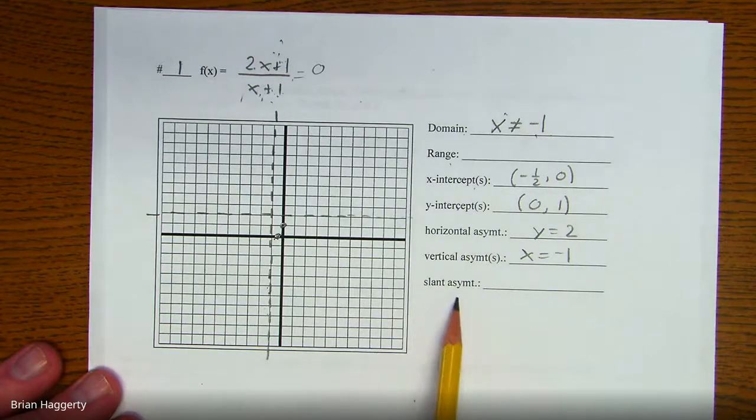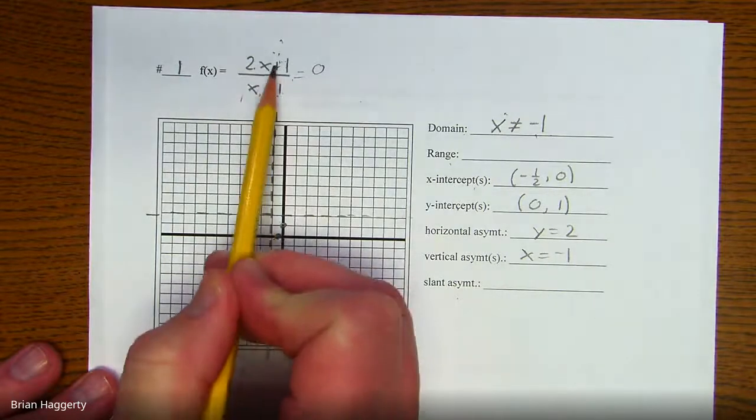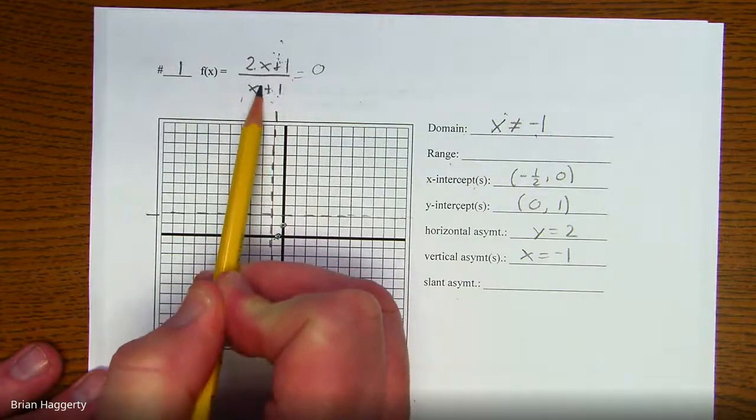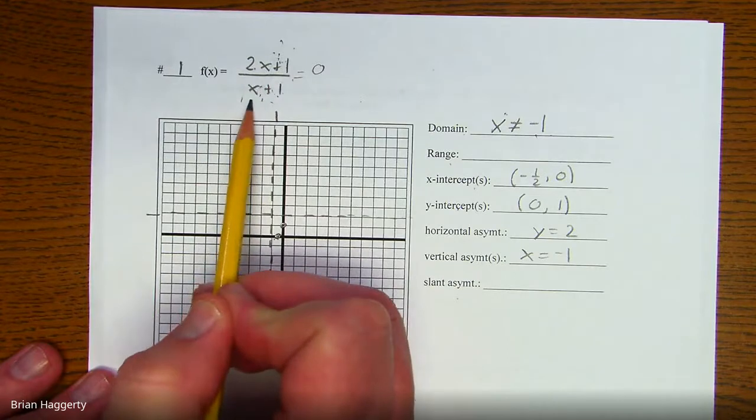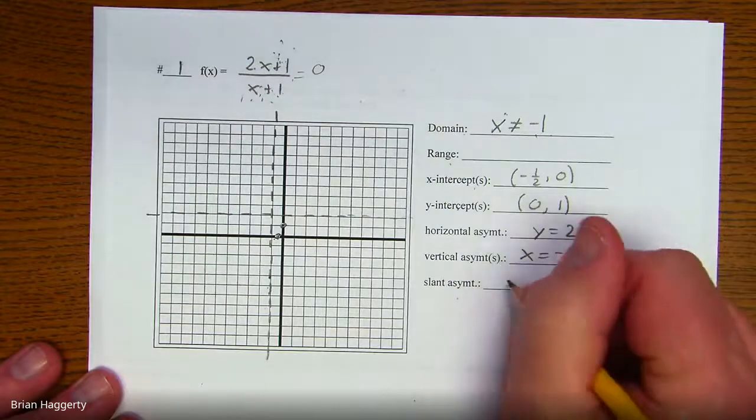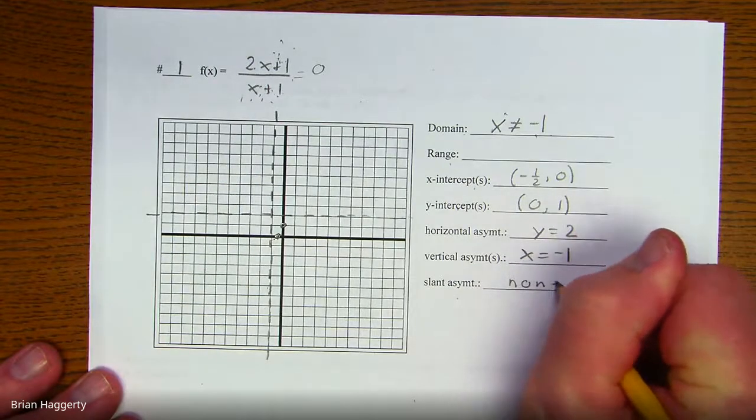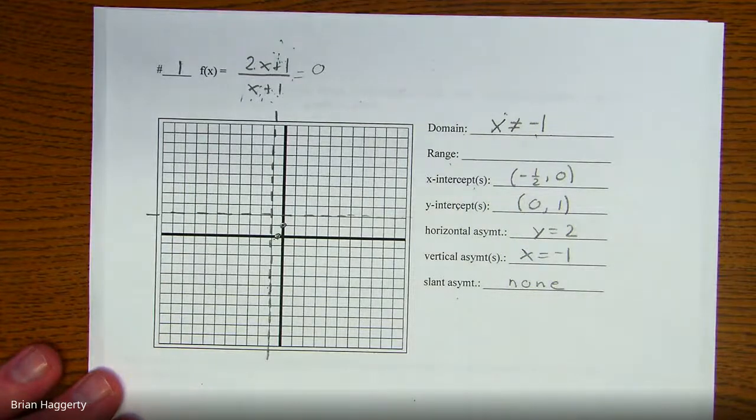A slant asymptote is going to occur if the degree of the top is exactly 1 more than the degree of the bottom, like a degree 2 over a degree 1. Okay, that's not going to happen in any of the examples we're doing today. We're not going to get to that until tomorrow. Monday.